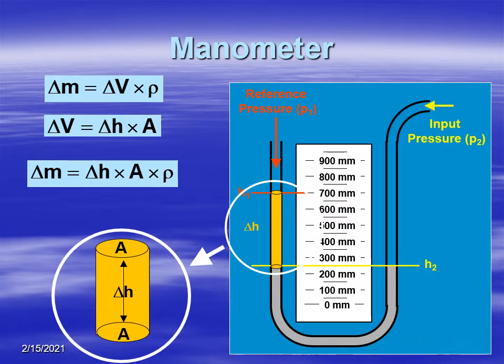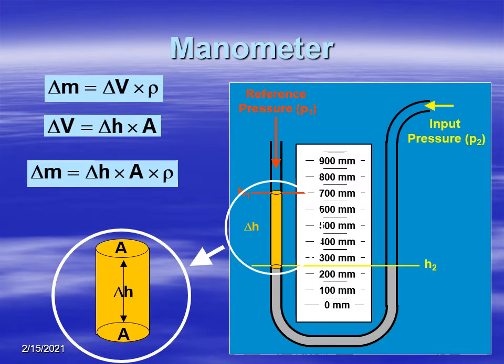Well, what is the difference in volume? The volume is, in this case, a volume of a cylinder, and the volume of a cylinder is the height times the area of the circle. So our equation here, the area is constant, but the height is different. We have a difference in height. So the difference in volume is equal to the difference in height times the area.